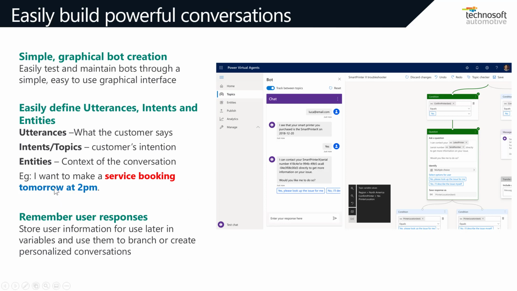For example, the customer says, I want to make a service booking tomorrow at 2 p.m. This whole sentence is an example of utterance by a customer. And within this utterance, we can identify the intention, which is service booking, and we can also identify key entities that the bot will need to complete the task of creating a service booking. And this entity is the date and the time that the customer wants.